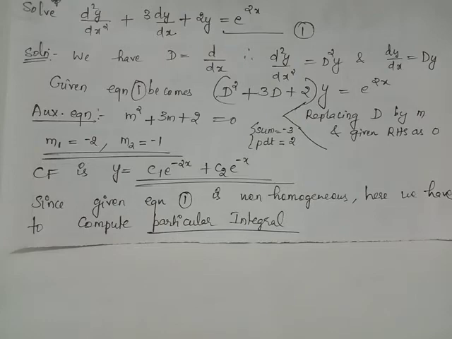Solve the differential equation d square y by dx square plus 3 times dy by dx plus 2y equals e raised to 2x. Notice that this differential equation is non-homogeneous type because we have the RHS, capital X, not equal to 0. We have in RHS a function e raised to 2x, which is a function on independent variable x.